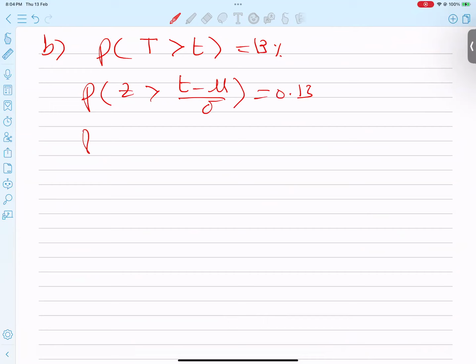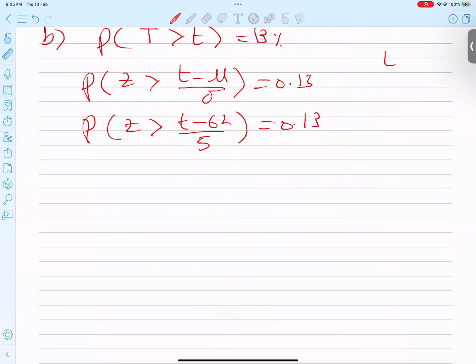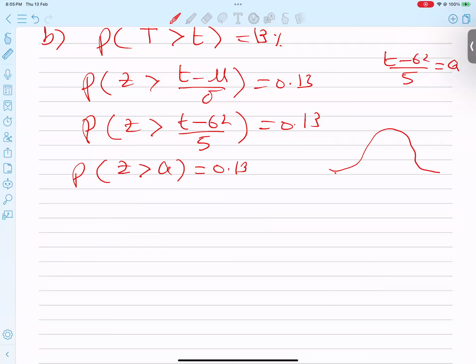And what is the mean value? You know it very well. Given on top, 62 and deviation 5. Now you can assume t minus 62 over 5 equals a. If you don't assume, no issue at all, but this makes the question a bit easier. So a, in the beginning, I assume positive.